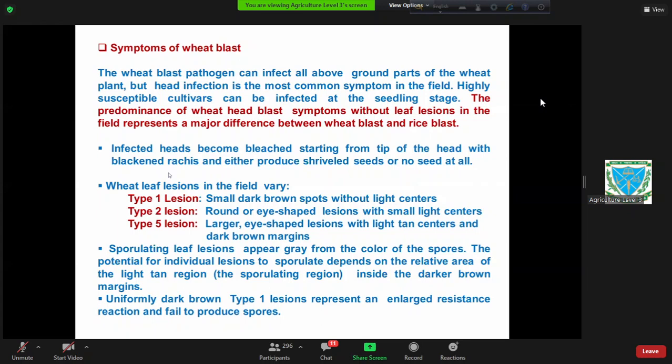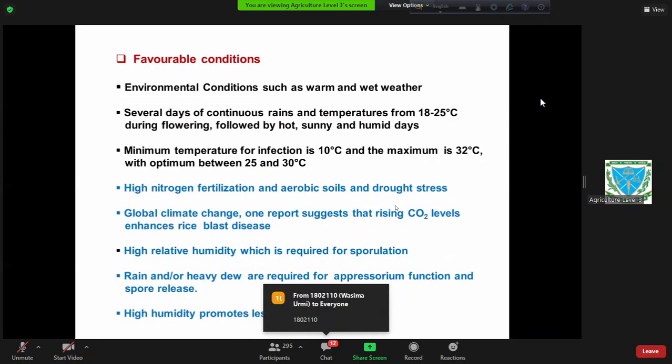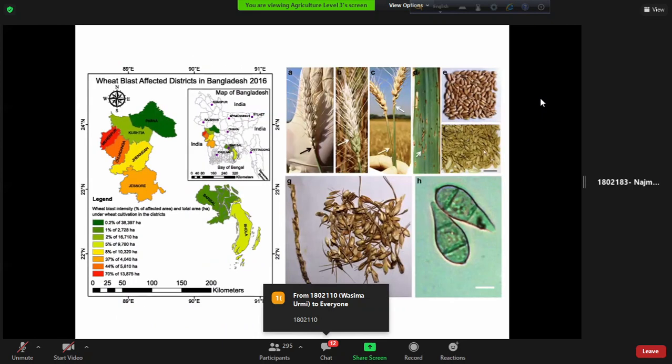You see, the infected heads become bleached starting from the tip, as I mentioned earlier. And blackened rachis means the rachis becomes black, and the grain produced inside such bleached out heads is shriveled, or sometimes there is no grain at all. If you see here, these are the healthy grains and these are the infected grains. And you see the rachis and the blackened area.